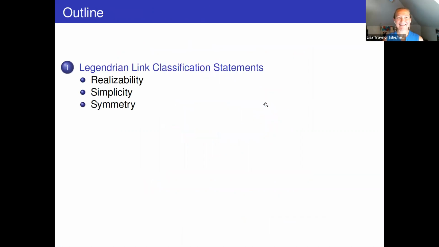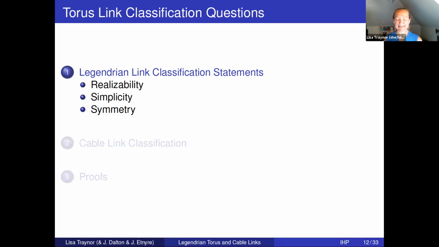So that's a little introduction. Now I'm going to move into saying some statements about the classification. Again, when you're dealing with links, there's a lot of sub questions. There's realizability and simplicity and symmetry questions you can examine. Then I'm going to talk about how this can be generalized to cable links. And at the end, I'll talk a little bit about some of the proofs. Okay, so let me start with the classification statement.